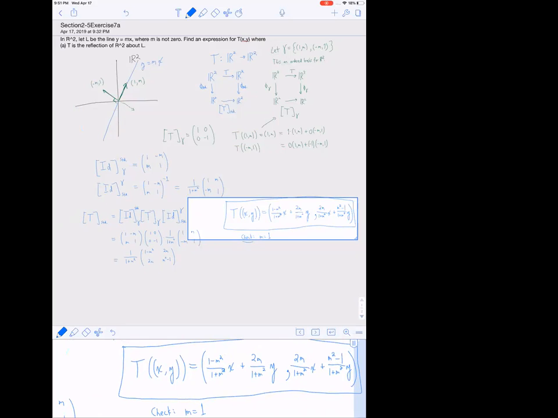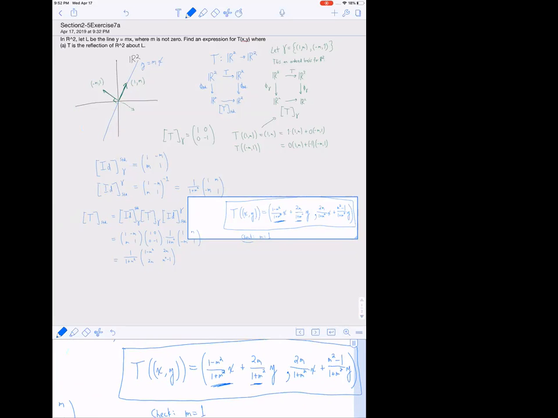When m equals 1, this term would be 0. This term would be 1. So our first entry would be y. And for the second entry, well, that term would be 1. That term would be 0. So we just get an x. In other words, if m equals 1, then the reflection of the vector xy is the vector yx. That exactly is what we expect to happen. So there's our sanity check. It feels as though this is the right formula.